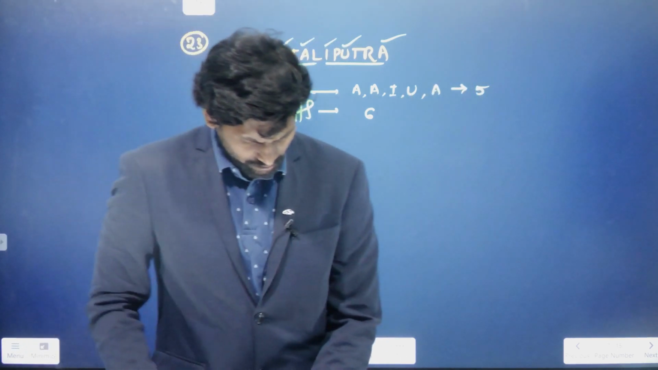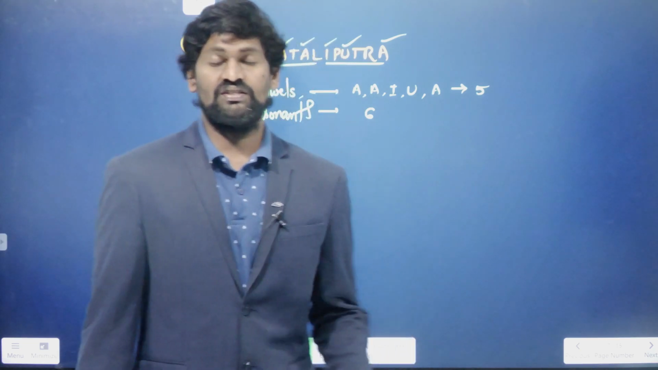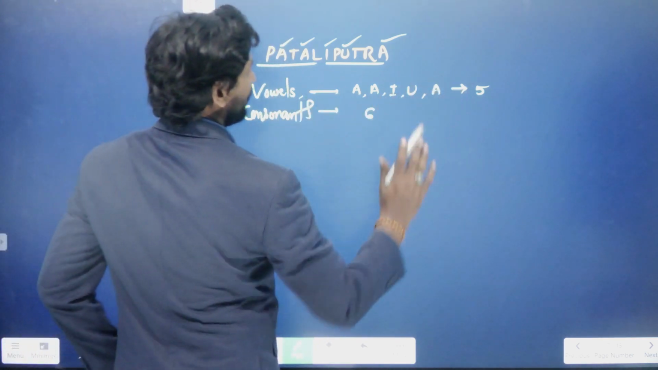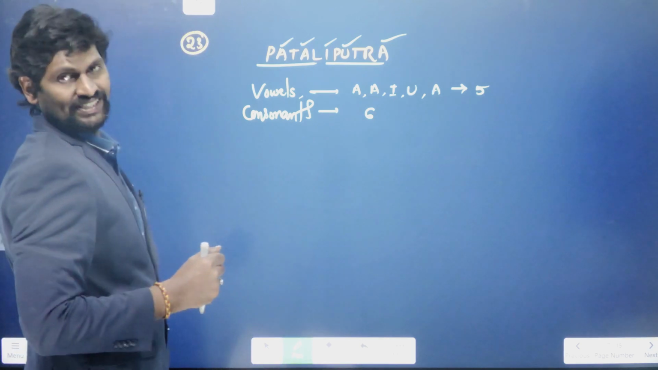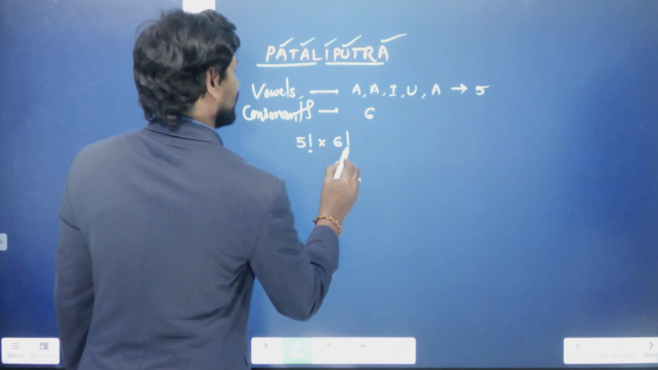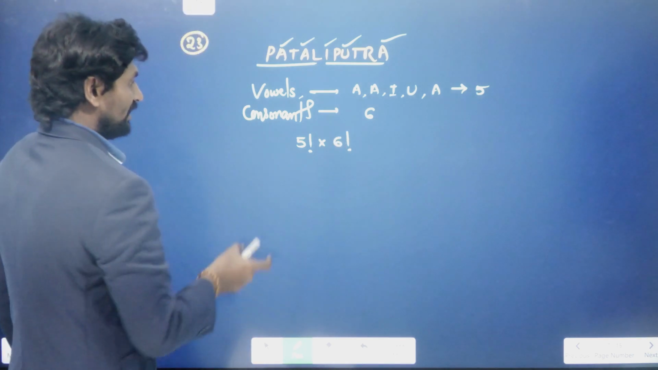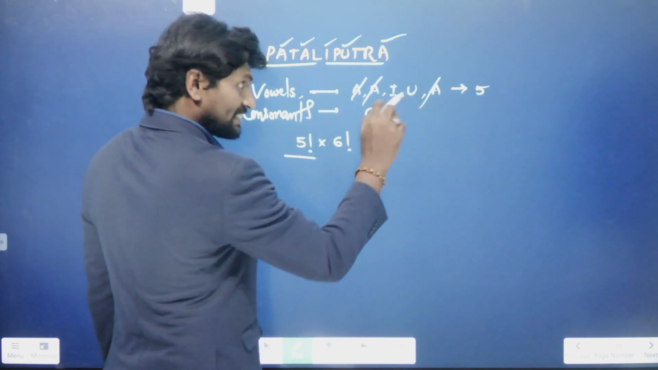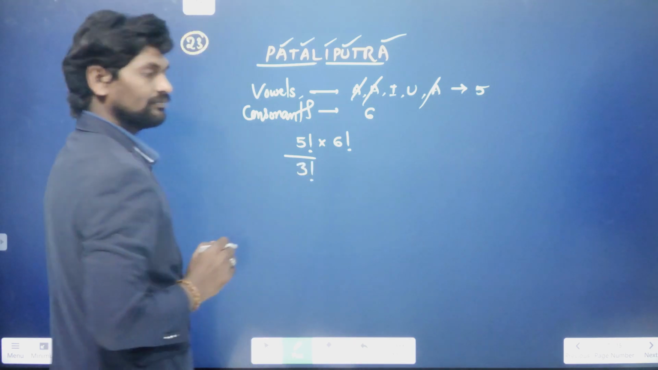Now we have to arrange them without changing the relative positions of the vowels and consonants. Consonant positions and vowel positions also we should not change. So consonants are 6, vowels are 5. We can arrange them in 5 factorial into 6 factorial. Am I right? Yes. In this 5 factorial, how many vowels are there? 5 vowels. There are 3 A's repeated. That means 3 factorial.